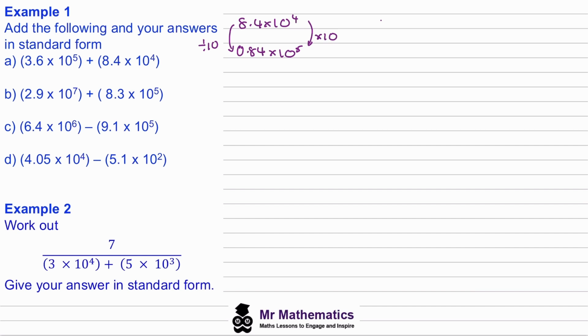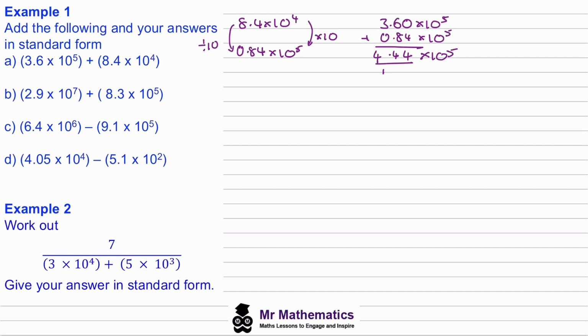So now we can add together the 3.60 times 10 to the 5 to the 0.84 times 10 to the 5. And when you add these two together, we get the 0, add the 4, the 6, add the 8, and the 3, add the 1 to make 4. And this is times 10 to the 5.